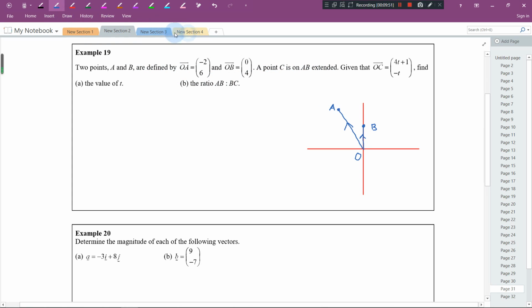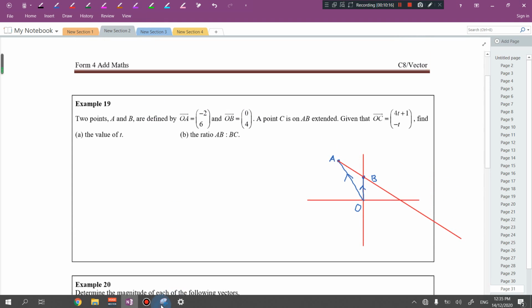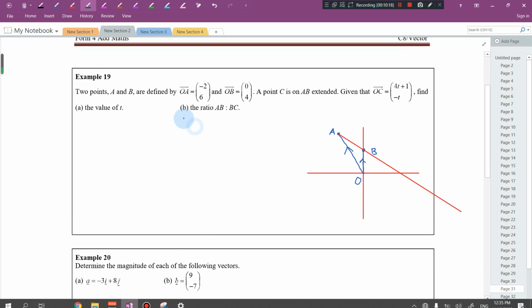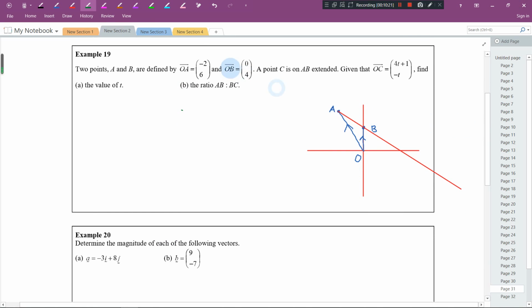So now, C is on AB extended. It means that now if I draw a line from A to B, this way, AB. So C is somewhere around here, maybe here, here, here, I don't know. But it's on this line. Okay, I don't know where it is. I just simply put it here.